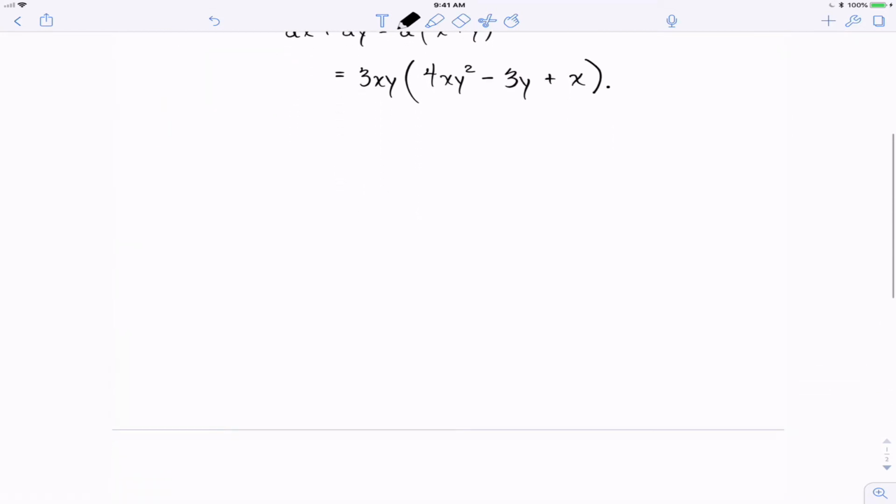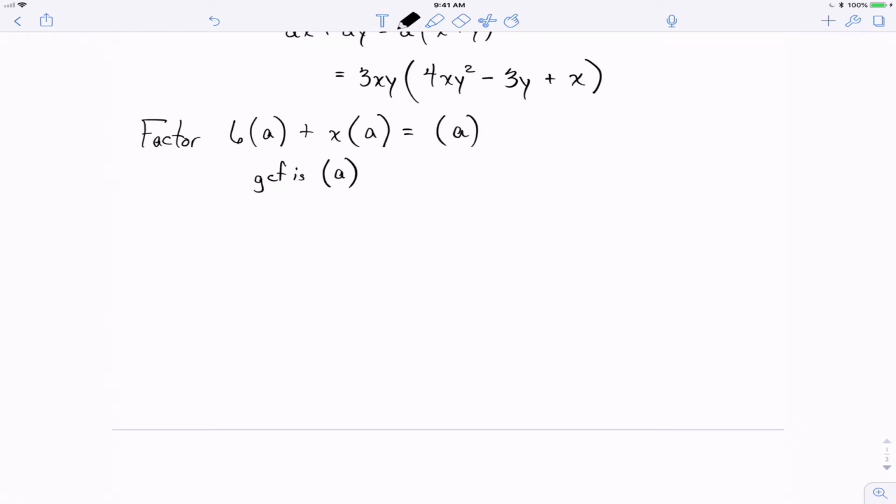Now, let's try one more problem. The problem says factor, let's try this, how about 6 times parentheses a plus x, parentheses a. If we're going to factor that, notice that my greatest common factor is the entire parentheses piece. So if I follow the distributive property, I would take that out. It's the a. And then I would write exactly what remains, which is 6 plus x.